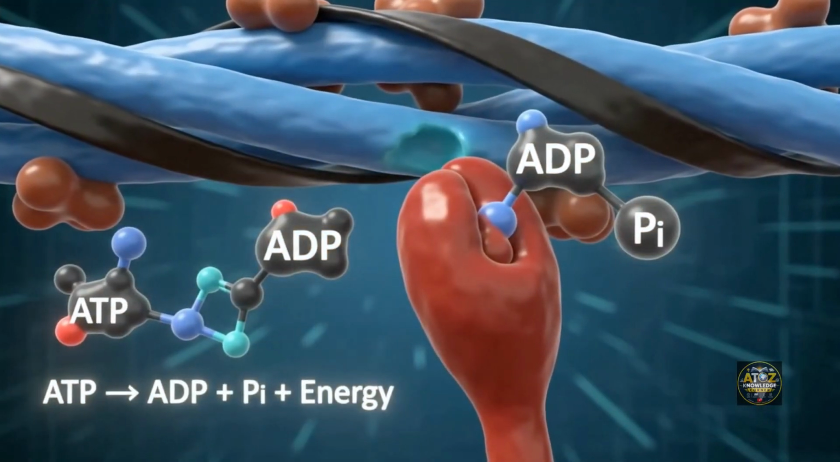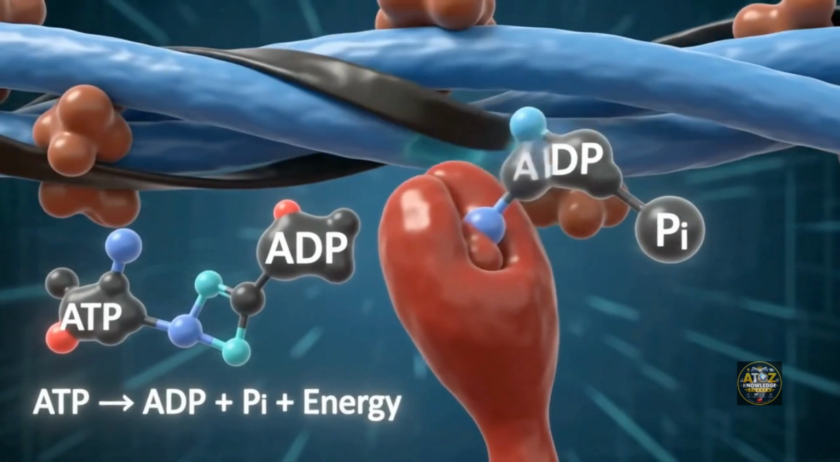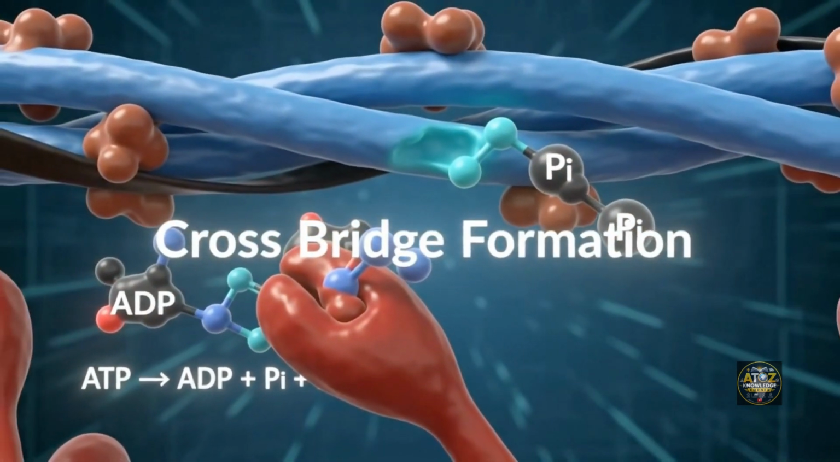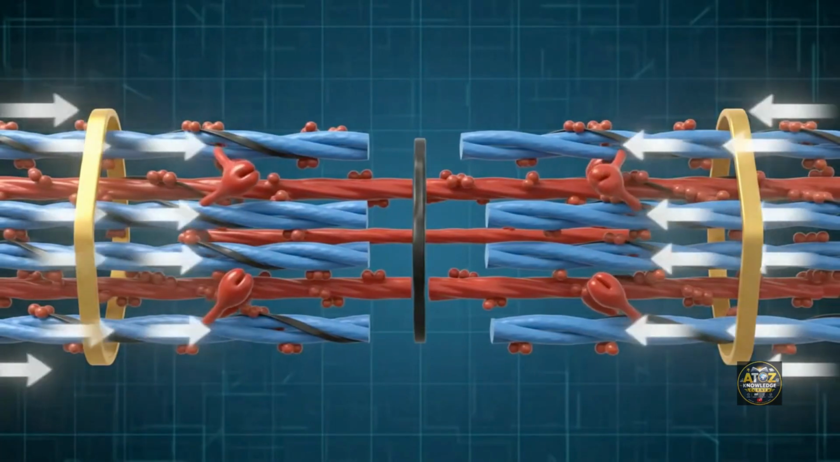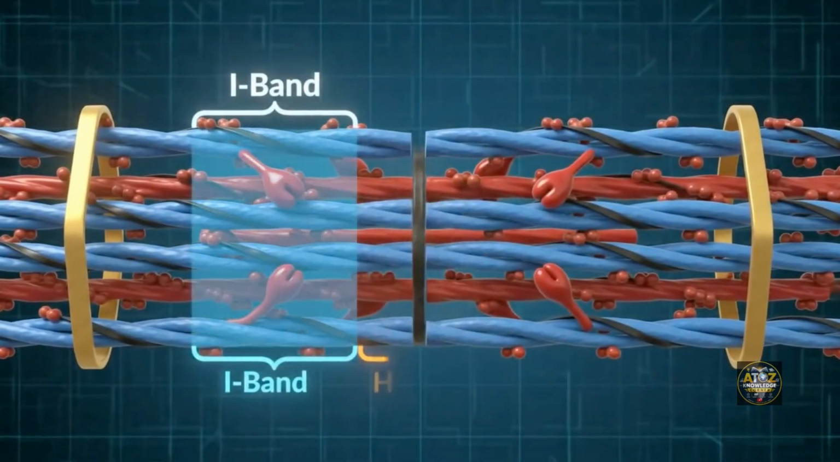It is hydrolyzed to ADP and inorganic phosphate. This energizes and cocks the myosin head. It then binds to actin, ADP and Pi release, triggering the power stroke. The myosin head bends, pulling actin inward.